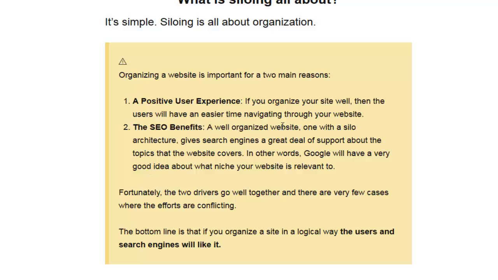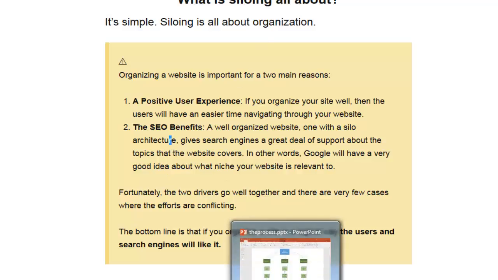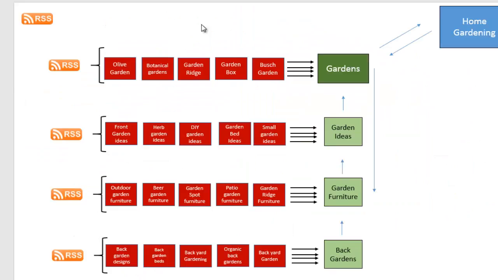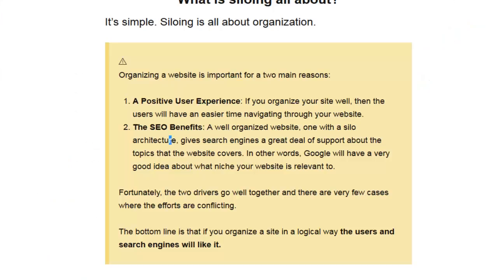A well-organized website, one with a silo architecture. Okay, I'm not saying wpserpfuel creates a silo architecture, but what I do say is, in a weird kind of way, it silos every single post, by using this way that I've totally explained in other videos as well. A well-organized website, one with a silo architecture, gives search engines a great deal of support about the topics that the website covers. In other words, Google will have a very good idea about what niche your website is relevant to.